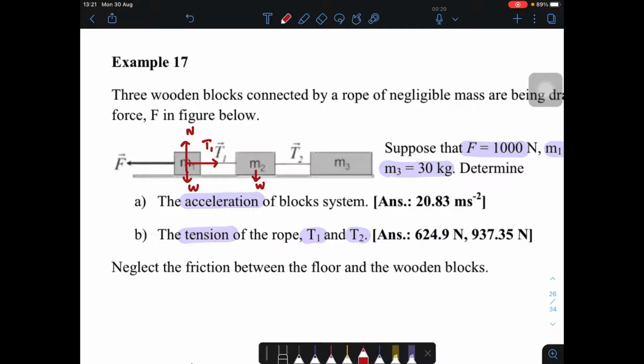And for this one also the same. Weight going downward. Okay, wait, I forgot to label. And then here, N1. And then since there is a tension going to this side, T1. So remember, the same rope will have the same tension. And then on this side, it is a different rope already, so we label as T2. And then here also the same, tension as well, T2.